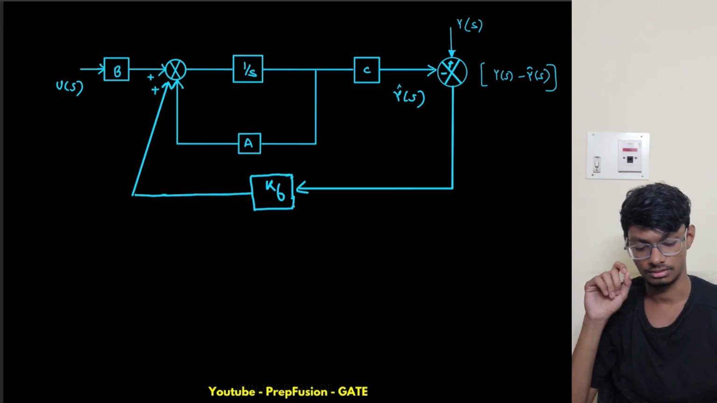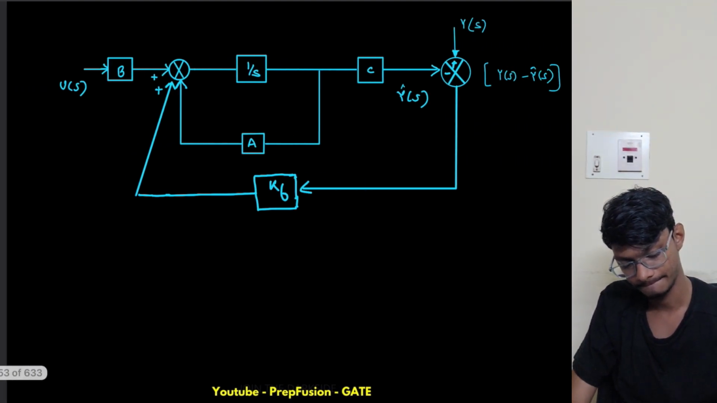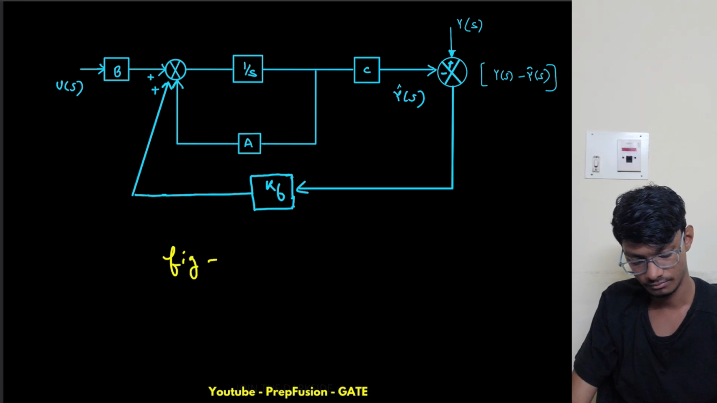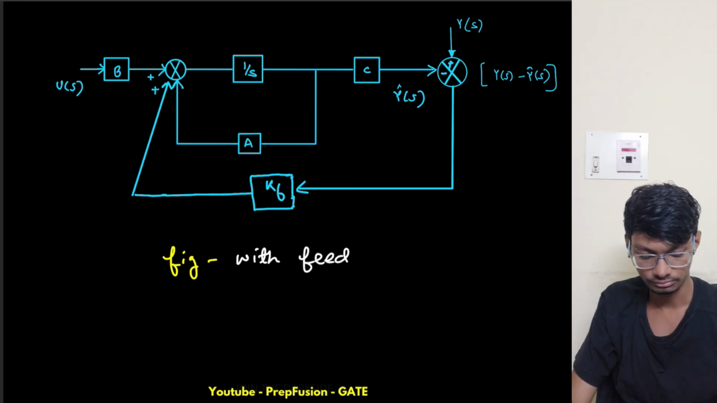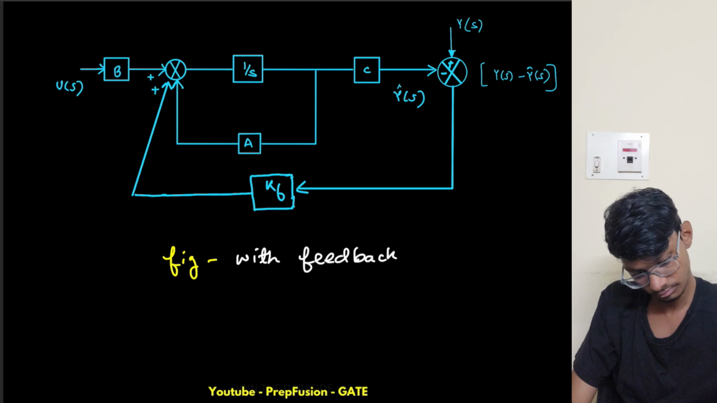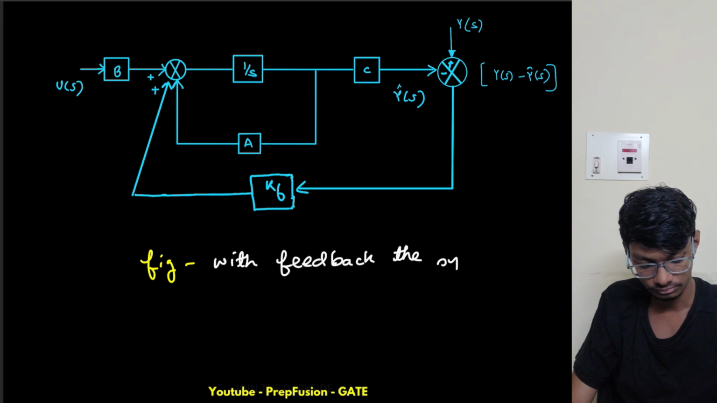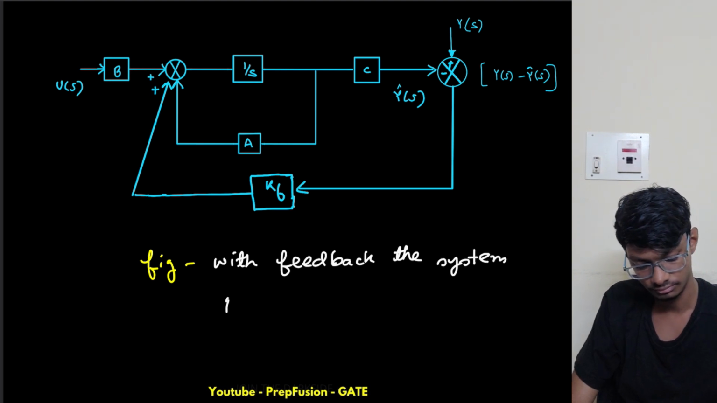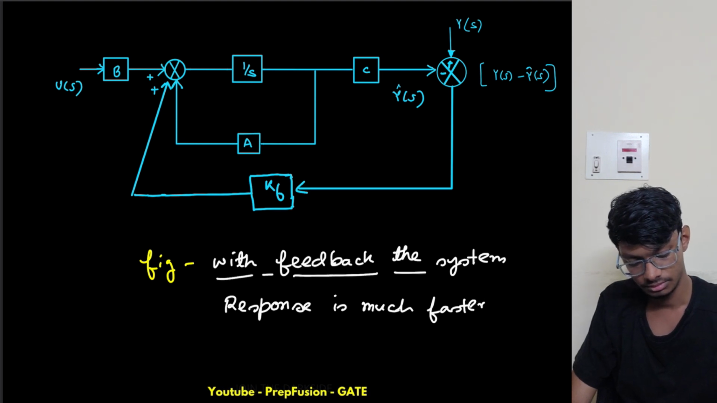Then the system response is much faster. So with feedback, this is the figure. System response is much faster.